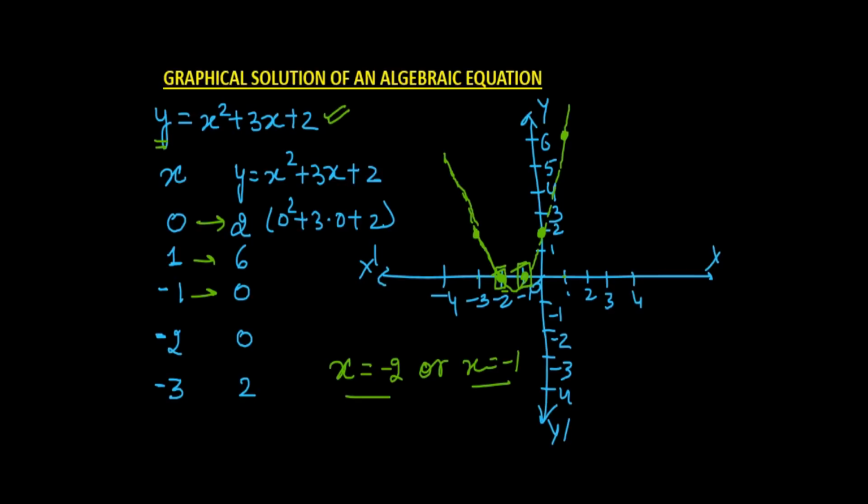So this is all about getting the solution of any algebraic equation graphically. The same works out for a cubic equation also. Plot the curve, see where all it is intersecting the x-axis, and you will get 3 solutions for a cubic equation. In our next video, we will see how do we solve a quadratic equation algebraically.